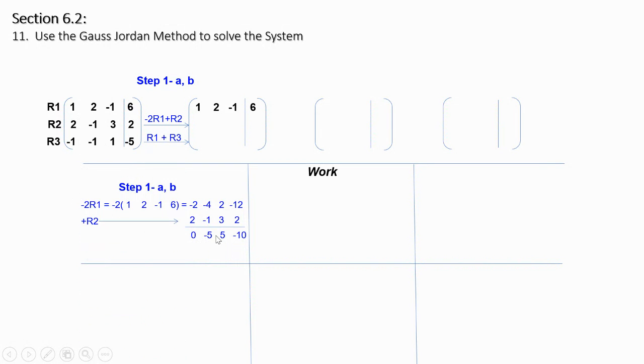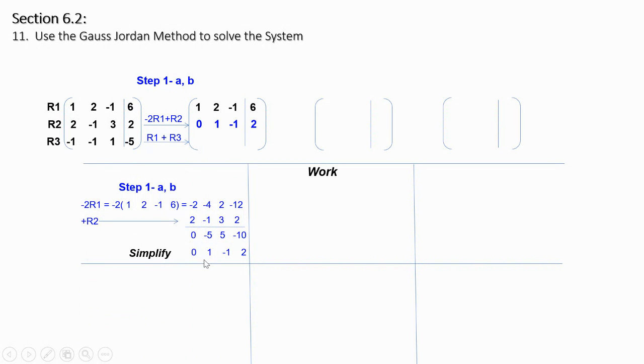So here, if you put this as row 2, then the numbers are too big. That's why if you can simplify them, you do it as you go along. So for example, you can divide everything by negative 5. If we do that, we get 0, 1, negative 1, 2. So that's my new row 2.